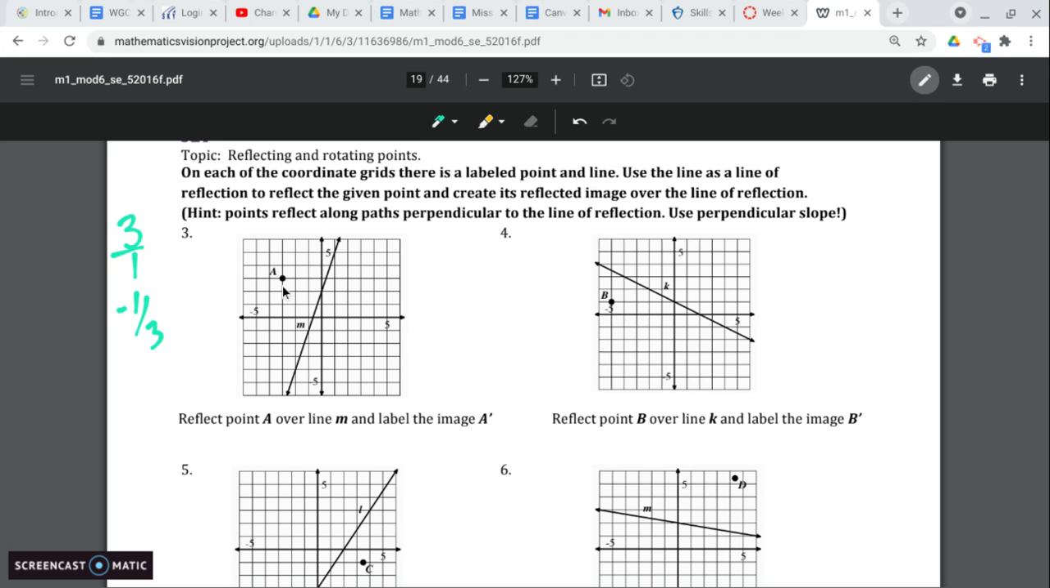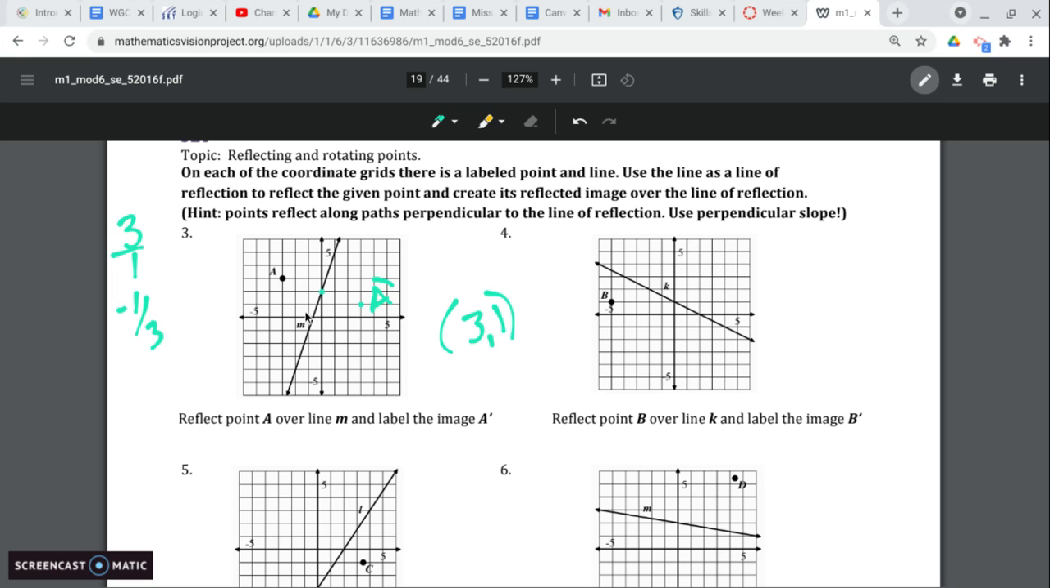So that means from A, we're going to go down 1 and over 1, 2, 3. And then down 1 and over 1, 2, 3. And there, this point right here is our A prime. So it's at the coordinates 3, 1.